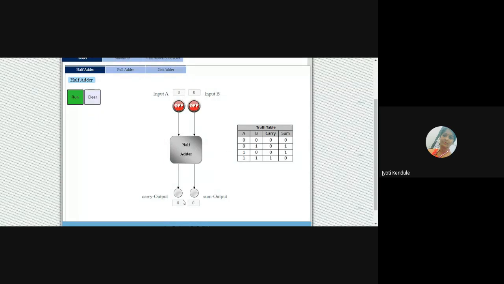ठीक आहे. 0, 0 इनपुट दिले तर आउटपुटला काय येणार मला? कॅरी पण 0 आणि सम पण 0 येणार. See, first row is there. Then second, what will I do? 0, 1. A 0, B ला काय करणार मी 1 देणार. Okay, what kind of output will I get? Carry 0, sum ला काय येणार तर 1 येणार.